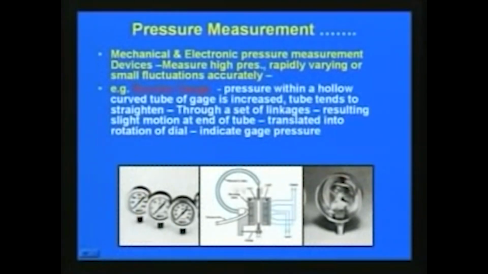So, in the Bourdon gauge, the pressure is measured by using a hollow curved tube. This tube tends to straighten when there is a pressure. Through a set of linkages, as you can see in this Bourdon gauge, that is connected to here, a slight motion at the end of the tube is translated into rotation of this dial here, and that indicates the gauge pressure directly.